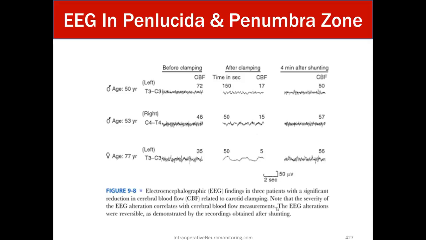So EEG findings in three patients with significant reduction in cerebral blood flow related to carotid clamping. Note that the severity of EEG alterations correlates with cerebral blood flow measurement. The EEG alterations were reversible as demonstrated by recordings after shunting.